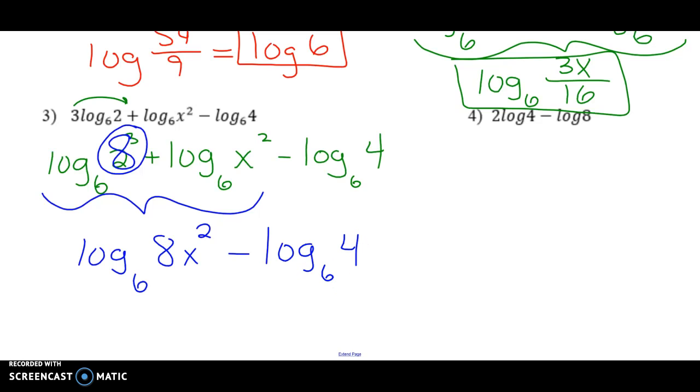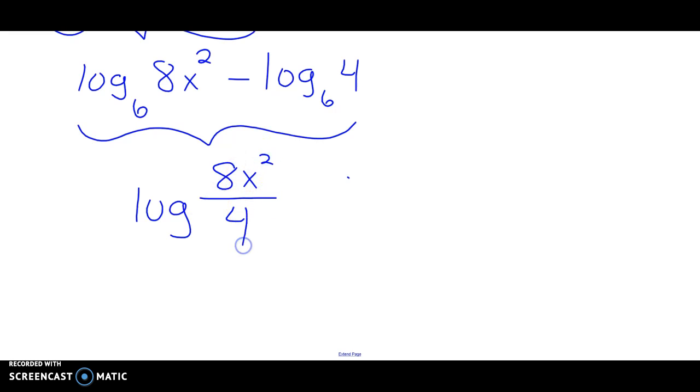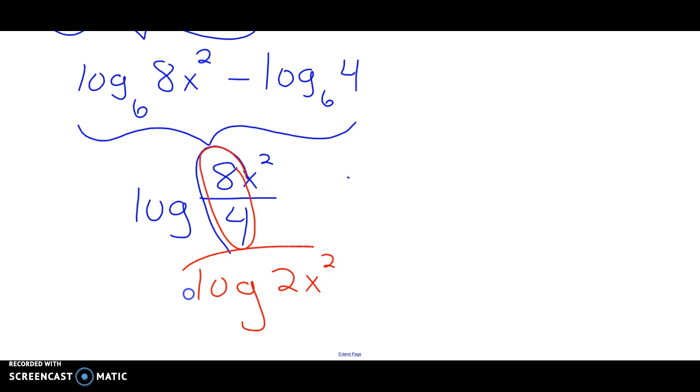You can condense it even more, and you're not done until you only have one log left. So now I'll take these, write it as a single log, and then the first goes over the second. So 8x squared over 4. And then I can reduce 8 over 4. So what is 8 over 4? 2. So your final answer would be log of 2x.